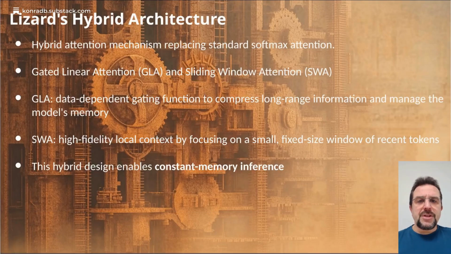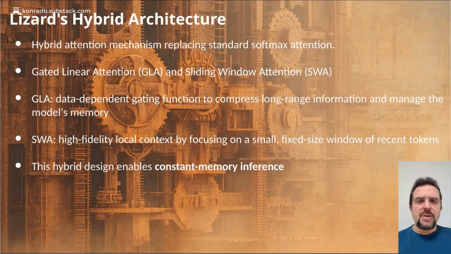The key to Lizard's efficiency is its unique hybrid architecture. Instead of relying on one method, it combines two. First, gated linear attention acts like a compressor for the entire document, summarizing the global context. It has a smart gate that learns what information is important to keep from the distant past.